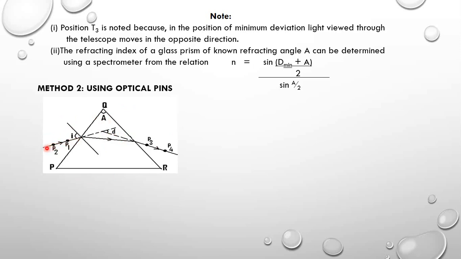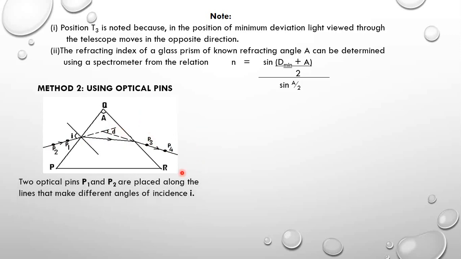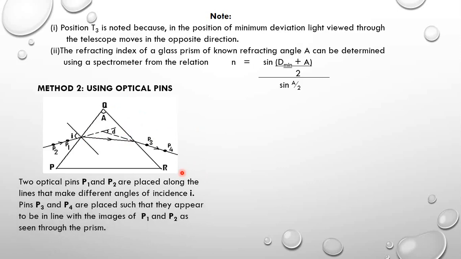And then after that we shall remove the prism and also remove the pins and then draw lines through the marks of P2 and P1 and also through the marks of P3 and P4, and where they meet here we shall then measure this angle D, and this angle D is going to be the angle of deviation. Then after that we shall repeat the procedure for different angles of incidence I. So if we started with 20, we shall go to maybe 30, 40, 50 and so on.